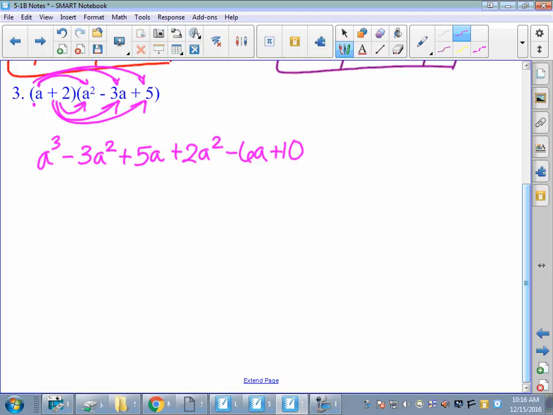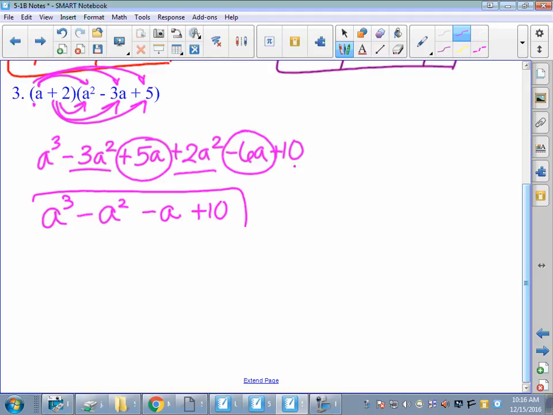And so what we end up with is a cubed. There's nothing alike with it. A negative 3a squared and a positive 2a squared becomes a negative a squared. A positive 5a and a negative 6a makes a negative a, and then plus 10. So this would be our simplified polynomial. What these are going to do is require that you slow down and be very precise and perfect with your signs, your multiplication, and your variables.